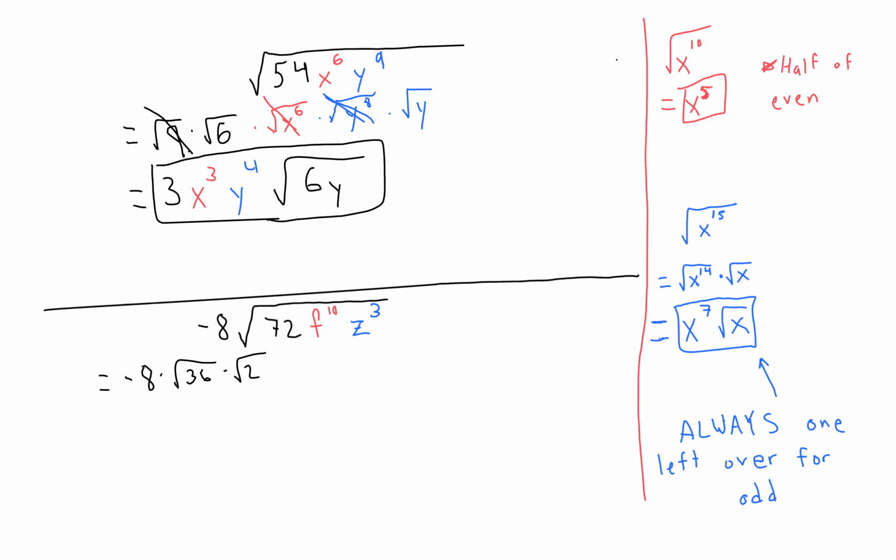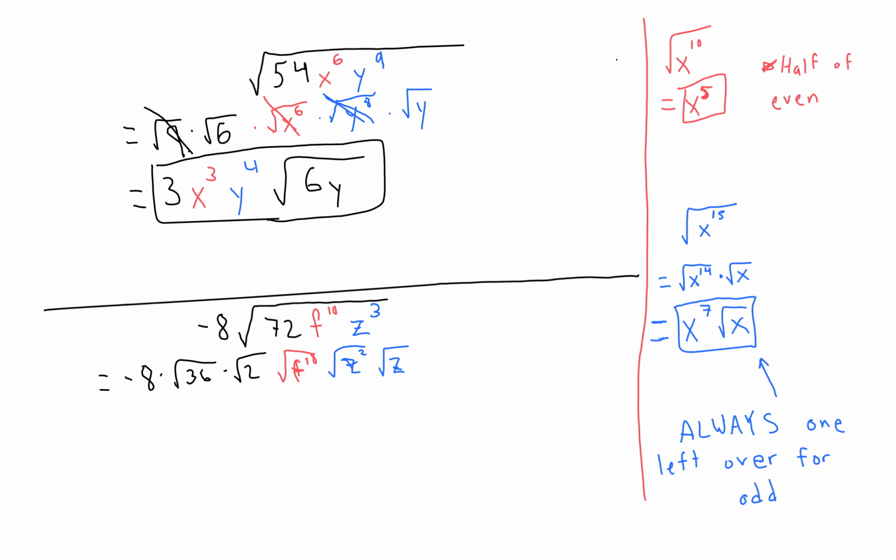I like to leave my even exponents as they are for just this first step, and then I'll come back to it later. So that's going to be f to the 10 still. And then for odd exponents, you want to subtract 1 to get its even component. That'll be z to the second, and then the odd man out, the odd z that's left over. So that's just normal z.